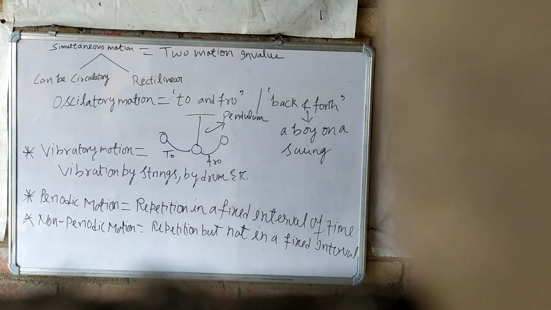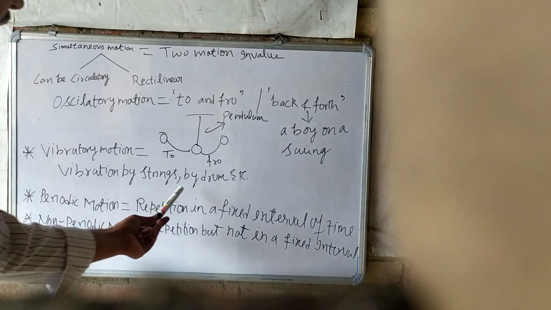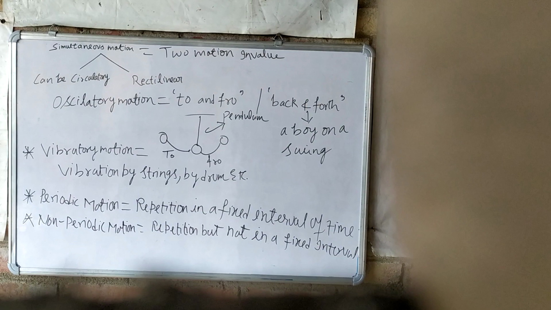For example, we have many instruments, sitar, guitar. When we strike a stretched string, it starts vibrating. You can see the diagram given on page number 32. A drum also: when we do drumming, because of the vibrations only it produces sound. So vibratory motion is also a kind of oscillatory motion in which the moving object undergoes change in shape or size.